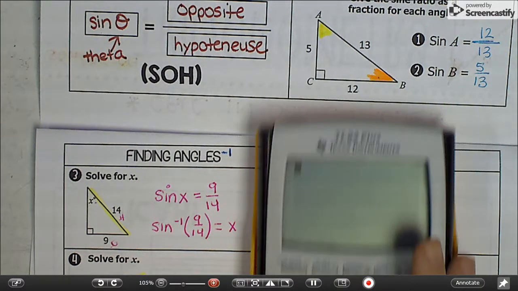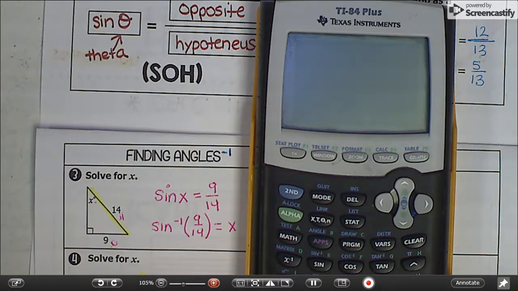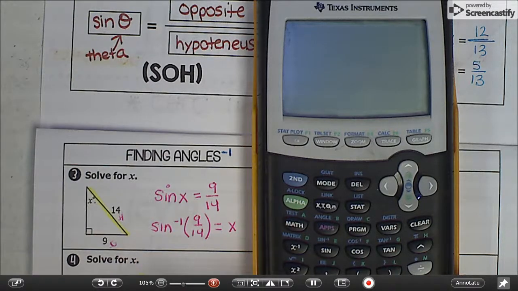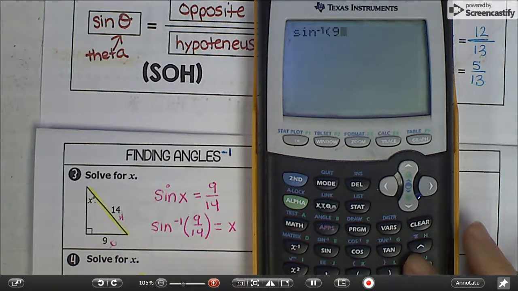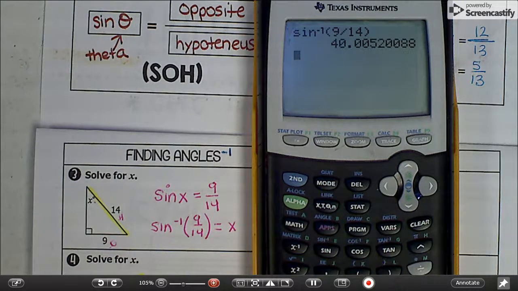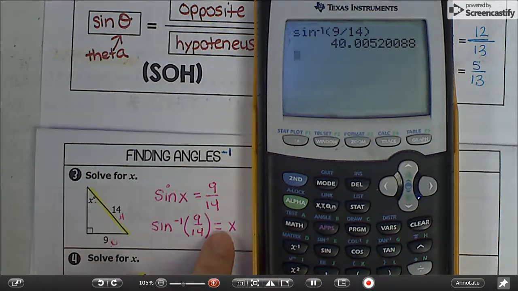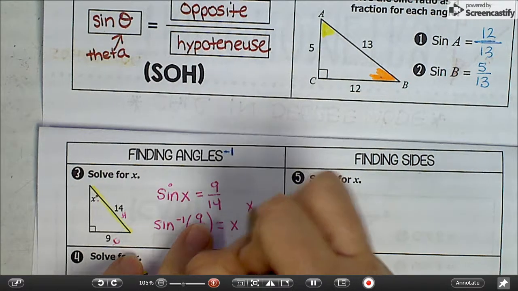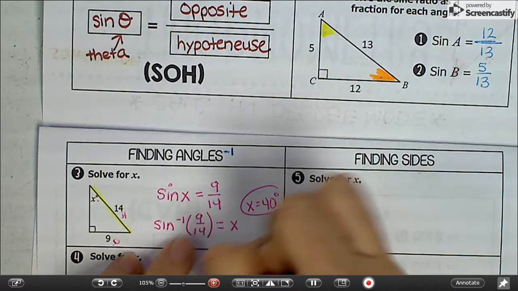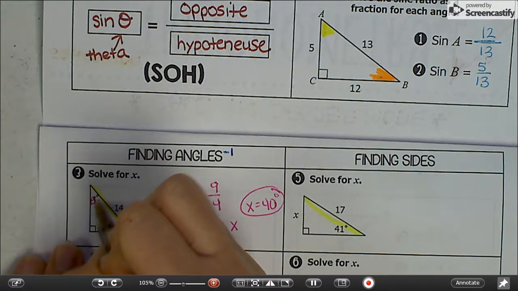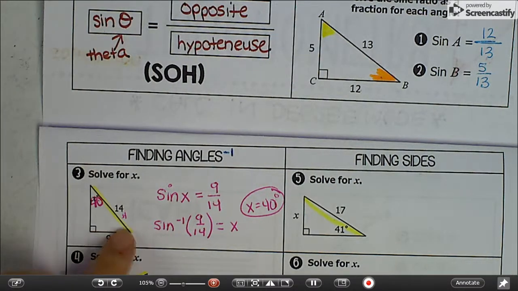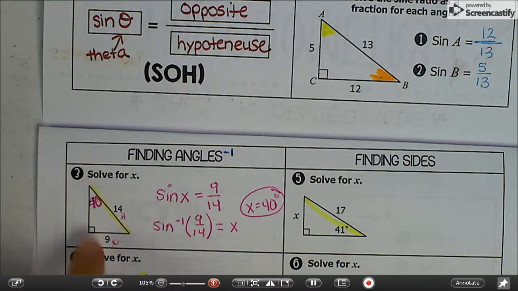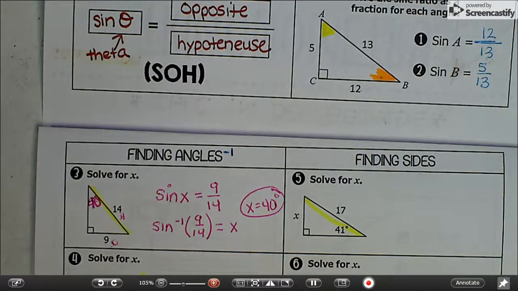So I'm going to press on my calculator second, and then sine. See sine right there? It gives us that negative 1, and I'm going to type 9 over 14 and press enter. It tells us 40, pretty much 40. So x equals 40 degrees, which means this angle is 40 degrees. We could figure out this one now because the angles in a triangle add up to 180. So 40 plus 90 plus 50 would be 180.